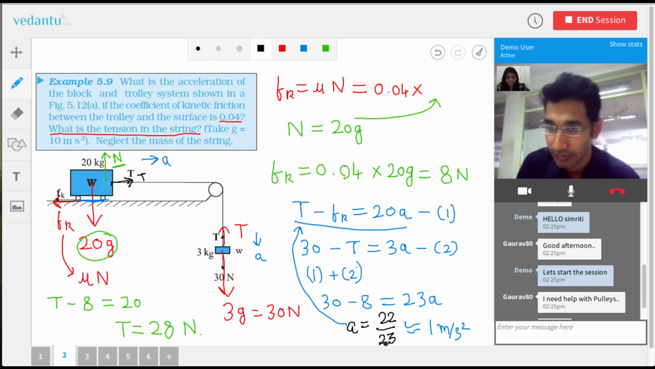Got it? Okay. Now, since you have understood how to solve this, I'll give you one more example, and I'll ask you to identify the forces on the system. Sounds good? Yes.